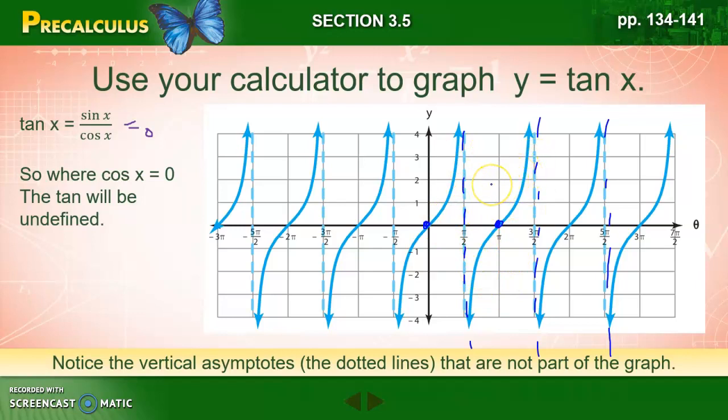Now take a look at it. Can you tell me if tangent is even or odd? Can you tell me the domain? Can you tell me the range? See if you can identify those on your own before we get to that, whether it's even or odd, the domain, and the range. What about the period? Do you remember what the period is for a tangent function?